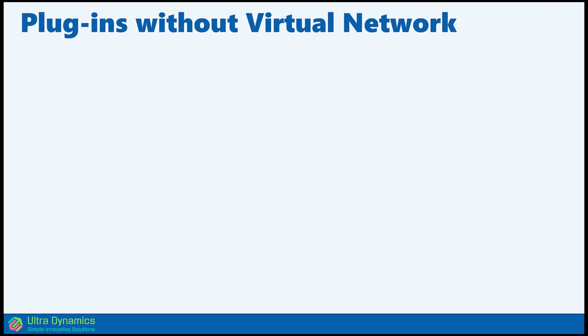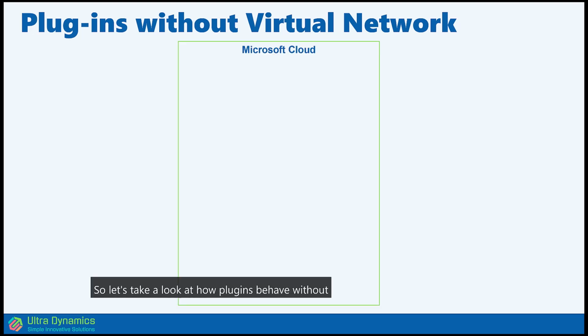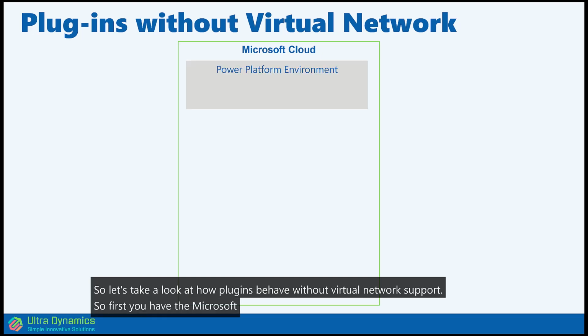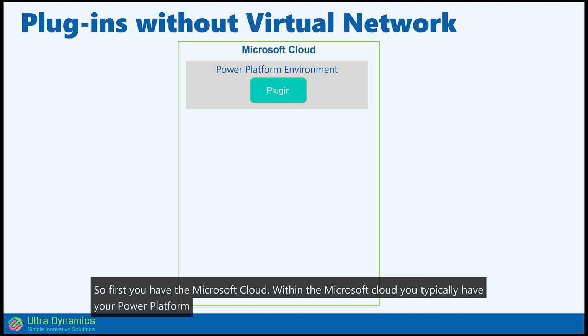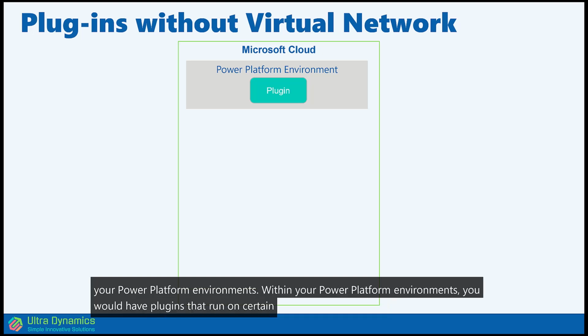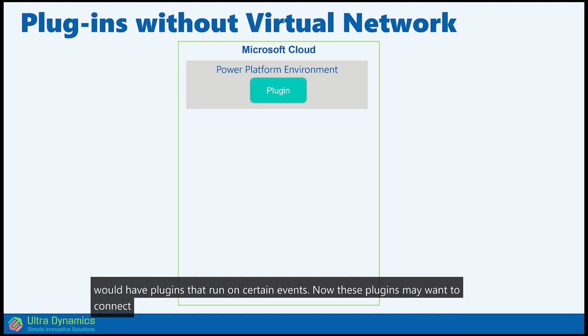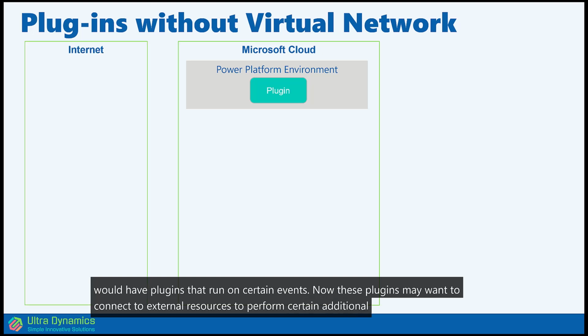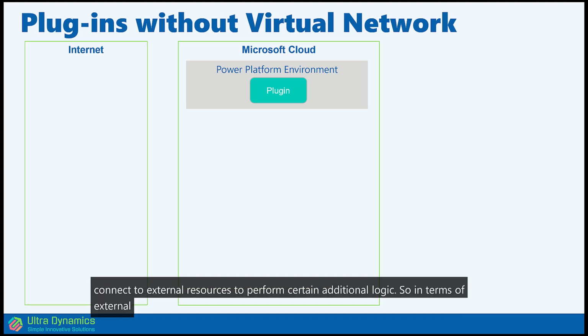So let's take a look at how plugins behave without virtual network support. First you have the Microsoft Cloud. Within the Microsoft Cloud, you typically have your Power Platform environments. Within your Power Platform environments, you would have plugins that run on certain events. Now, these plugins may want to connect to external resources to perform certain additional logic. In terms of external resources, you would typically have the internet.